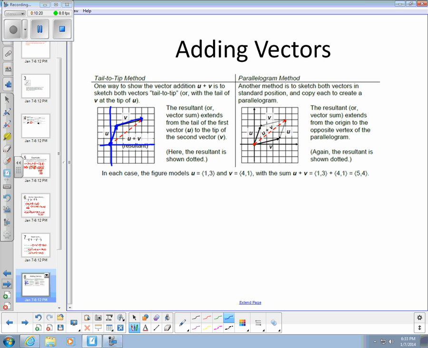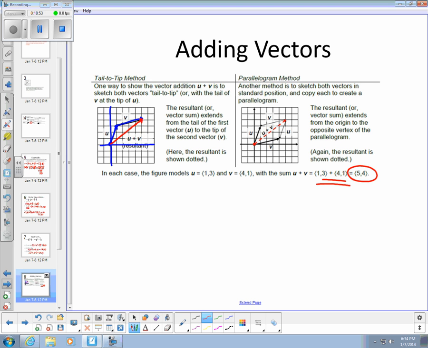Now, that dotted line, that red dotted line, is called the resultant vector. It's what results from the original starting place to the final terminal place. Okay, so the dotted line represents what we actually get when we add together. So from 0, 0 out to this point, the point that I'm ending on is 5, 4. And if you take those two vectors and add them together, you should get 5, 4. 1 plus 4, 3 plus 1.